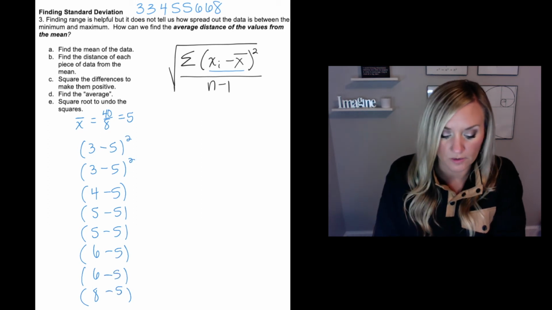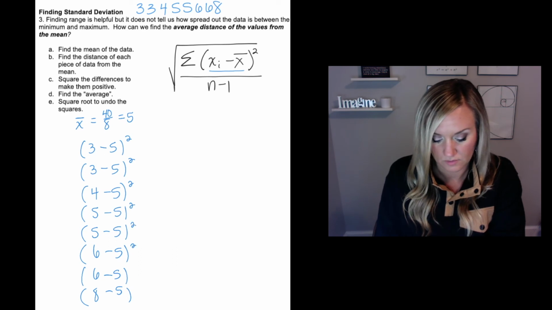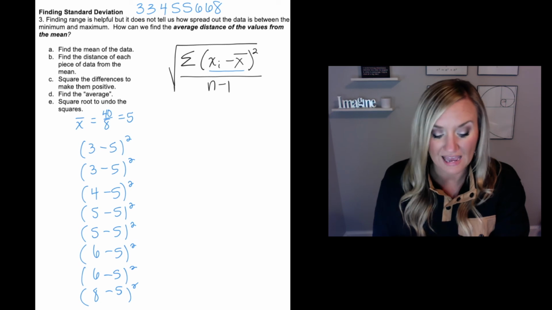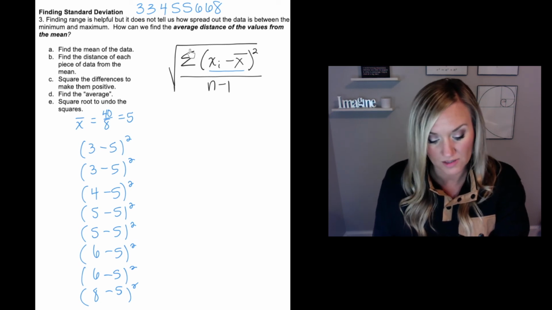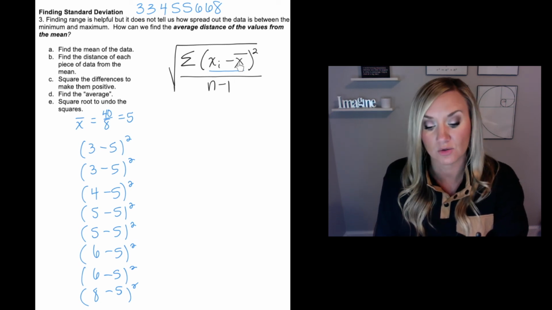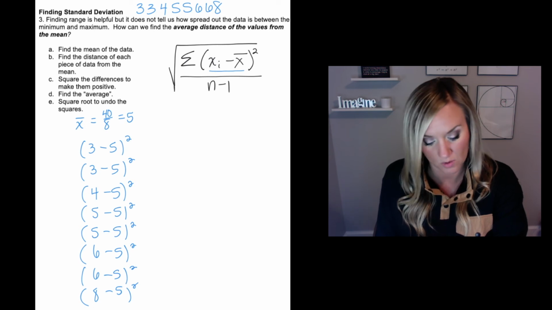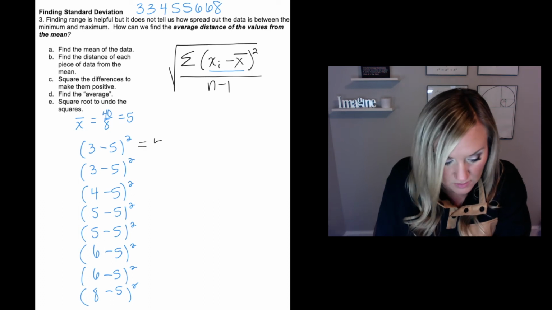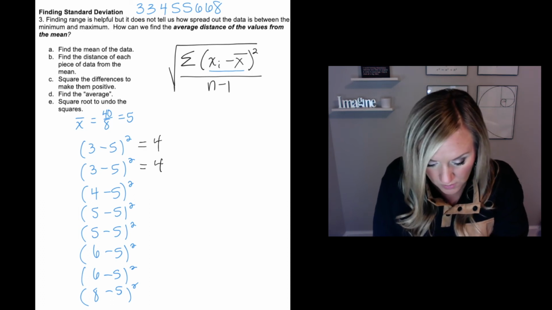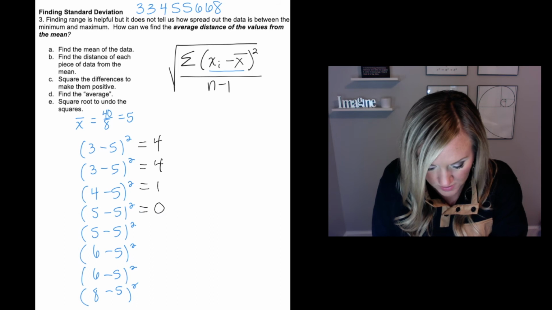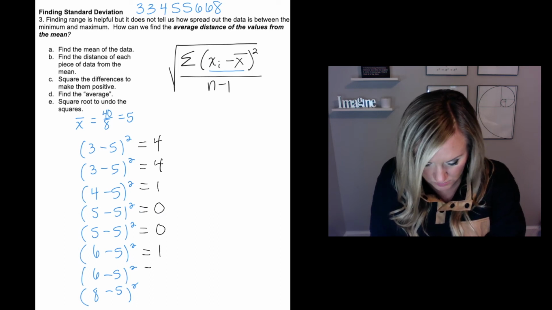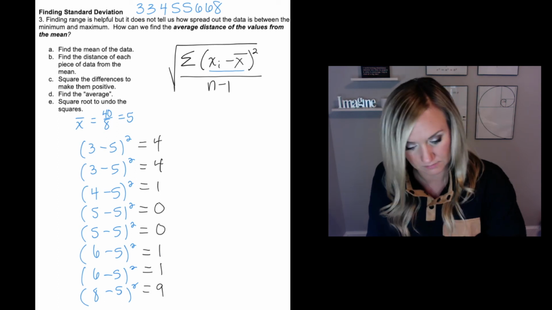Then we square. Make it positive. We're going to do each of those individually and add them all up, which is what the summation here is telling us to do. So now let's go ahead and write that down. This first one would be 4, 4, 1. This one's going to give us 0, 0. This one's going to give us 1, 1, and 9.